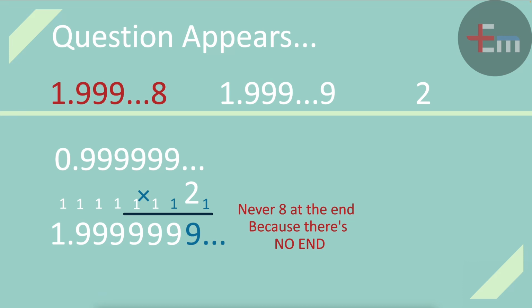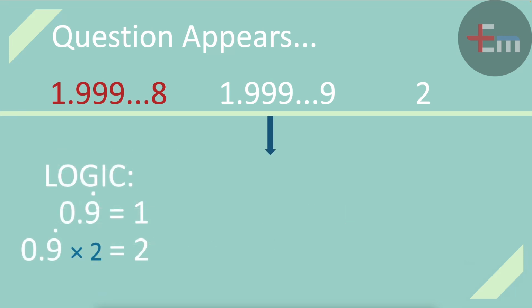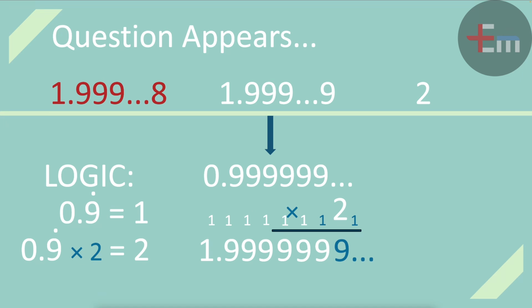So you see the problem there? 0.9 recurring times 2 is 1.9 recurring, and using our logic before, because 0.9 recurring is 1, that times 2 is equal to 2. So 1.9 recurring is 2. There is no number between 1.9 recurring and 2, just like between 0.9 recurring and 1.